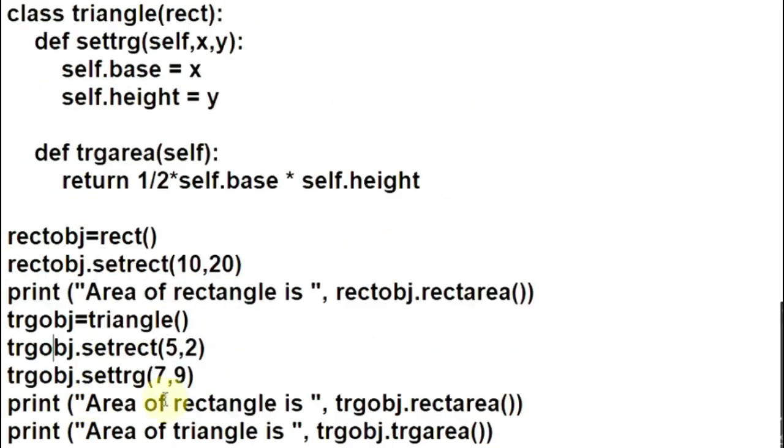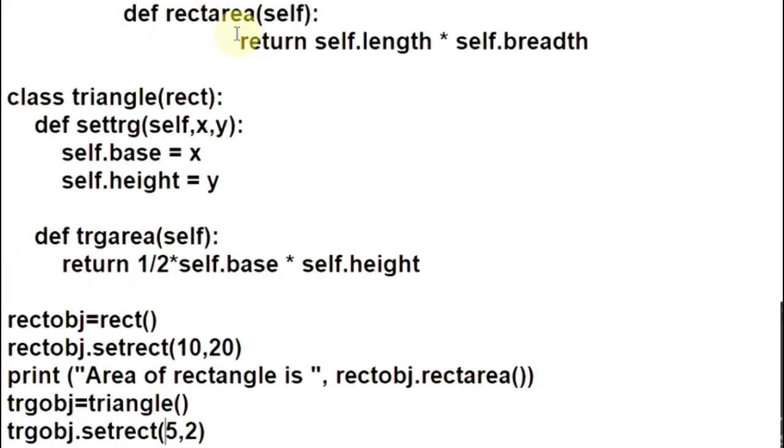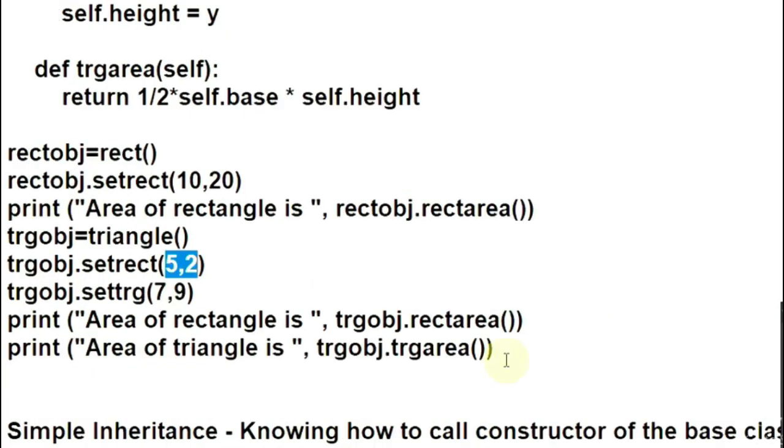After that this print statement will display area of rectangle is, and the rect area function will be invoked through the trg obj object. Cursor will come over here. It will return the multiplication of length and breadth attributes of which object? The trg obj object. The values of length and breadth attributes of trg obj were set to 5 and 2. So the multiplication of 5 and 2 will be returned over here.